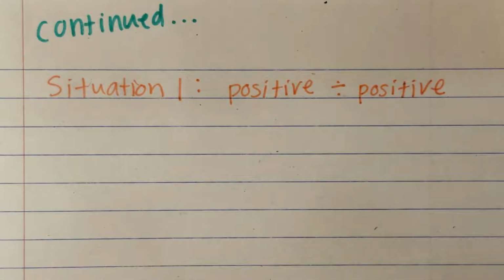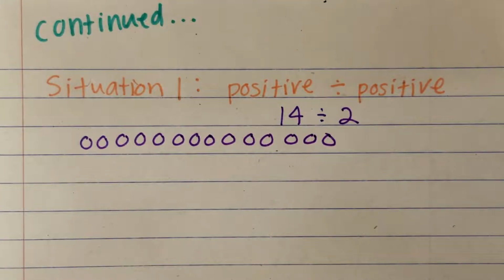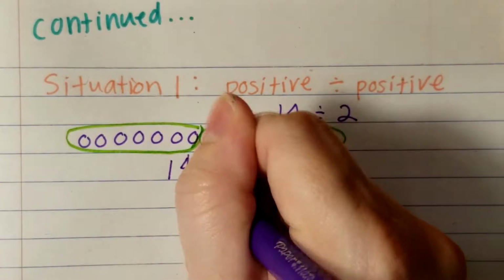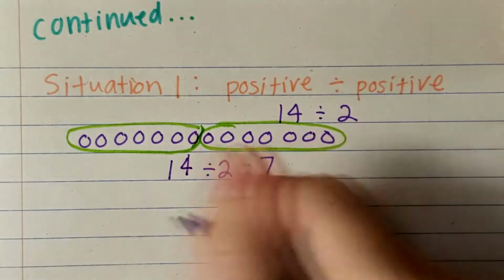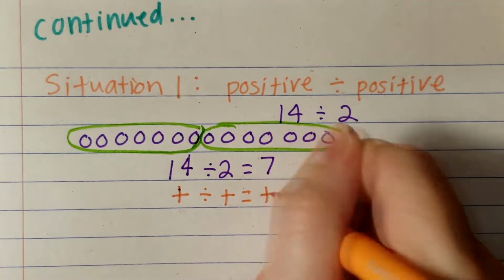Situation 1. A positive divided by a positive. For example, 14 divided by 2. Model 14 into 2 groups. Since 7 is in each group, that's our answer. 14 divided by 2 equals 7. So a positive divided by a positive equals a positive.